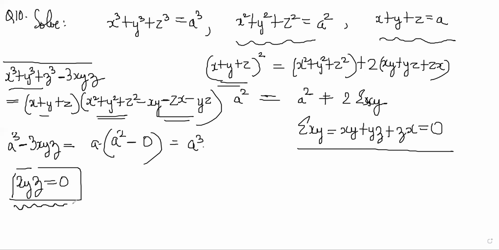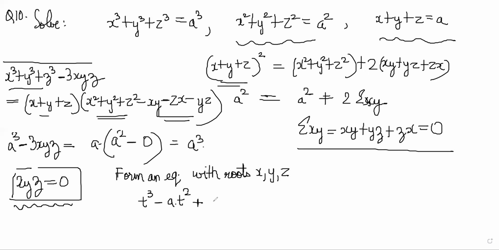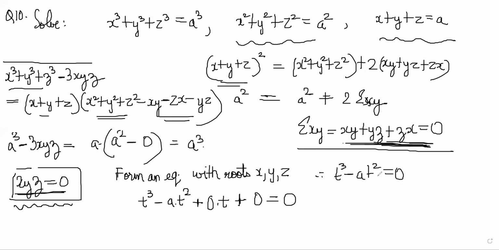So now the product of the roots xyz taken 3 at a time is also 0. So let's try to form an equation with roots x, y, and z, right? So the equation should be like this: t cube. What is the first term? The first term will be the sum of the roots. Now the sum of the roots is actually a, so you should have minus a into t square, right? Plus the next term is basically going to be the sum of the roots taken 2 at a time, but that sum is actually 0, so that will be 0 into t. And the last term is going to be the product of the roots taken 3 at a time, but that is actually 0 again, so 0 is equal to 0. Therefore my equation is t cube minus a t square is equal to 0, and this equation has roots x, y, z, correct?